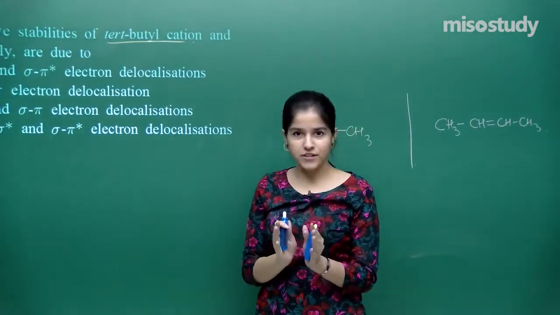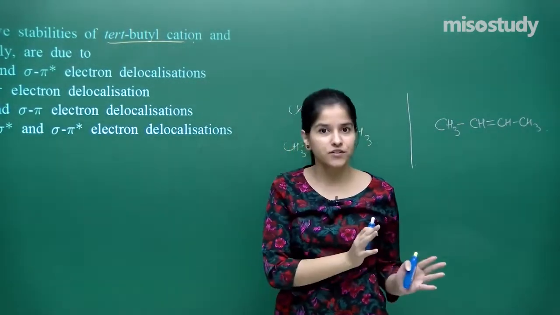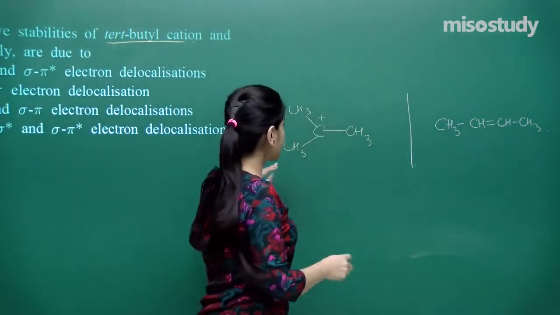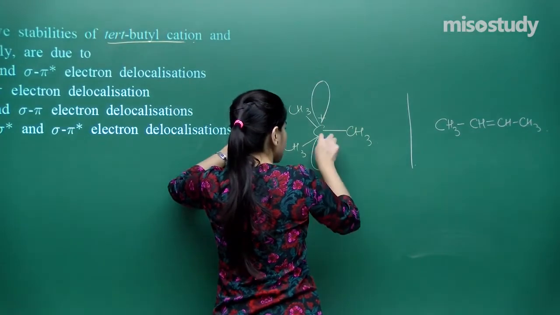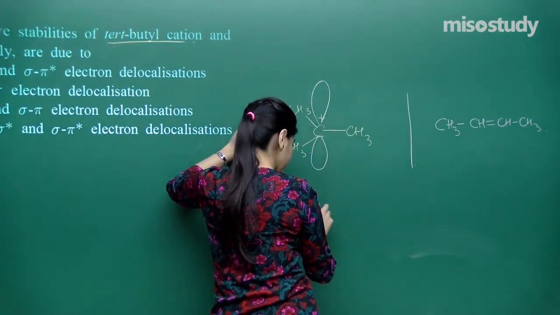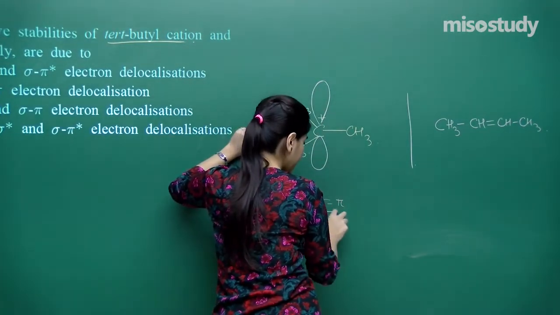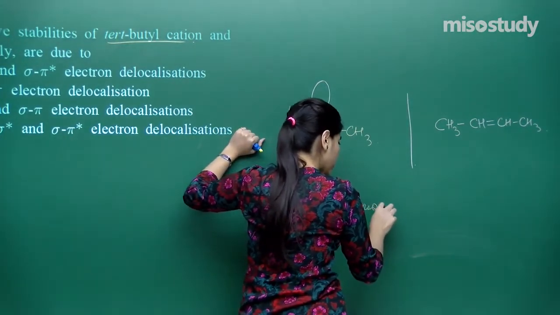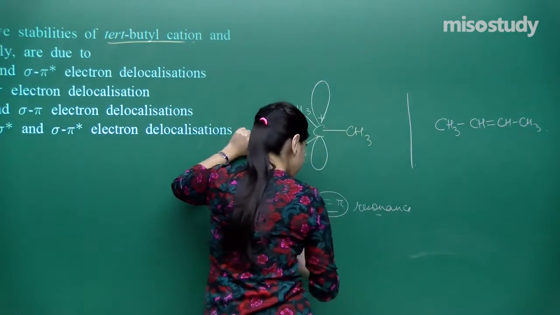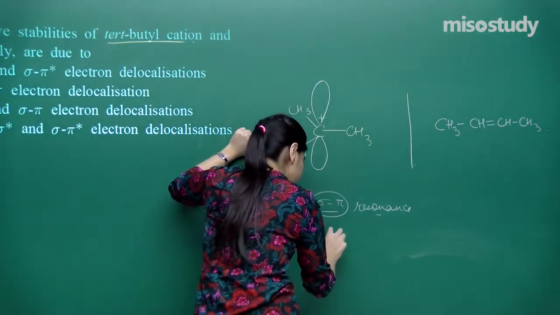And how can you draw the resonating, the hyperconjugative structures over here? So let us just see. Always the hyperconjugation is associated with sigma-pi. We call it sigma-pi resonance, or also no bond resonance.